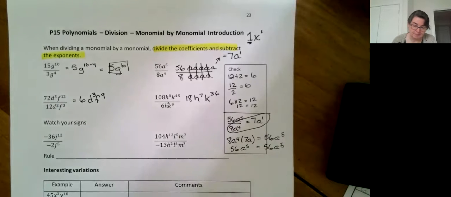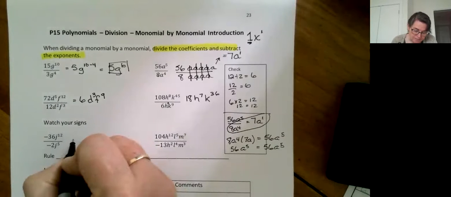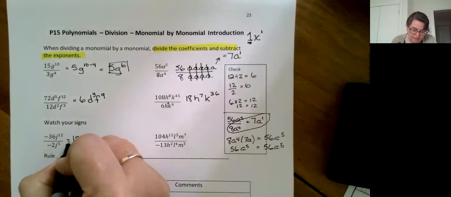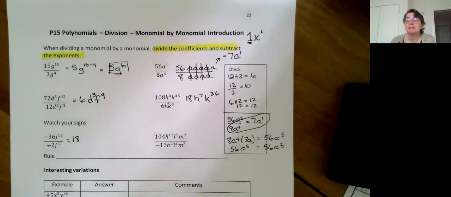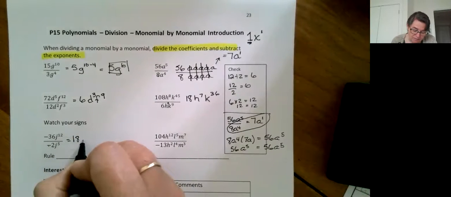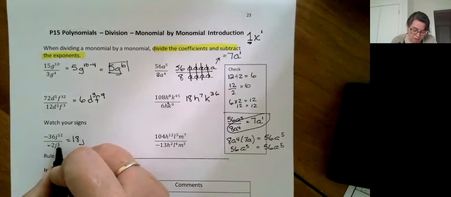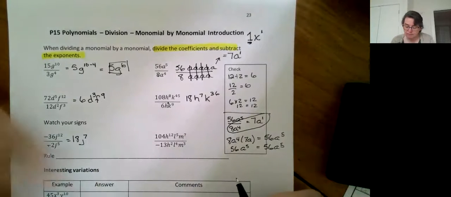All right, and we're back. 36 divided by 2 is going to be 18. A negative divided by a negative is a positive. It's the same rules that we have for multiplication. So if you have a nice pair, it becomes a positive. If it's a mismatched pair, then it's a negative. J^12 divided by J^5 is going to give me a J^7, because 12 minus 5 is 7. Remember, you just have to subtract.